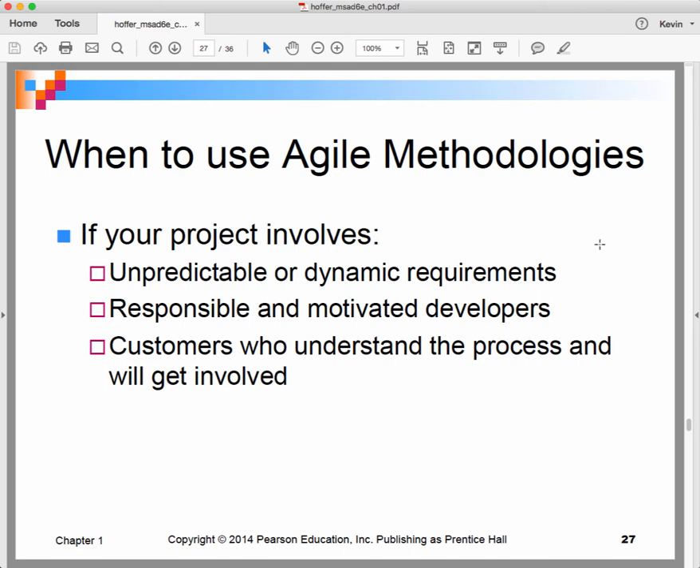When to use Agile methodologies? If your project involves unpredictable or dynamic requirements, responsible and motivated developers, customers who understand the process and will get involved. So Hoffer and the other authors believe that even though the Agile people would want you to think that older approaches, waterfall, software engineering kind of approach, it's all washed up. Everything should be Agile. Our authors would say you've got to pick the methodology for the kind of situation that you're in, and I would tend to agree with them. Okay, I wouldn't be as conservative as they are, but I would tend to agree with them.